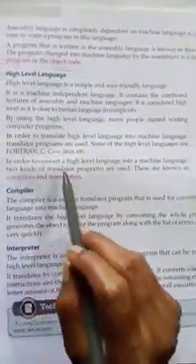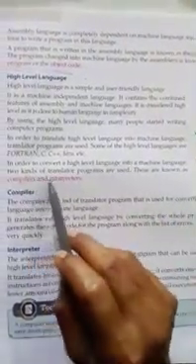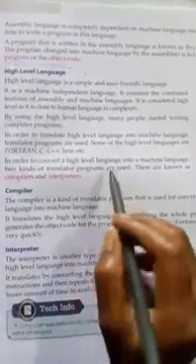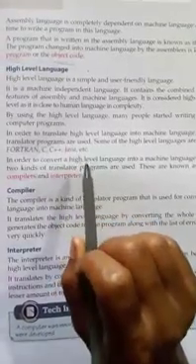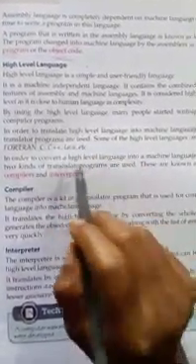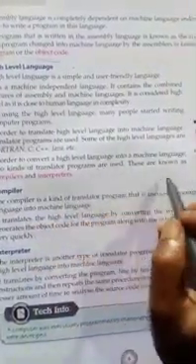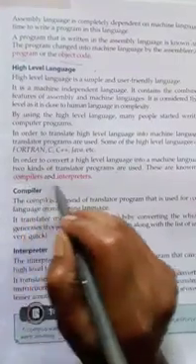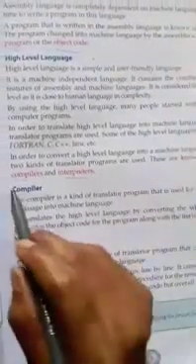In order to convert a high level language into machine language, two kinds of translator programs are used. These are known as compilers and interpreters. So let's know about compilers and interpreters.